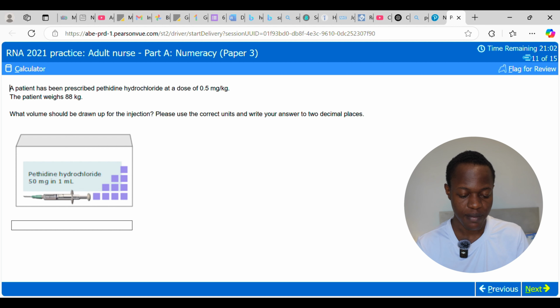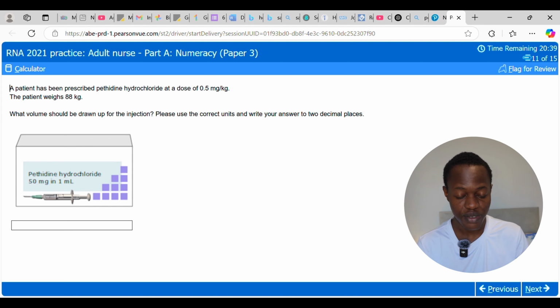Next question says, a patient has been prescribed pethidine hydrochloride at a dose of 0.5 mg per kilogram. The patient weighs 88 kilograms. Now, what volume should be drawn up for the injection? So all you have to do is to multiply 88 kilograms by 0.5, which gives us 44 milligrams.